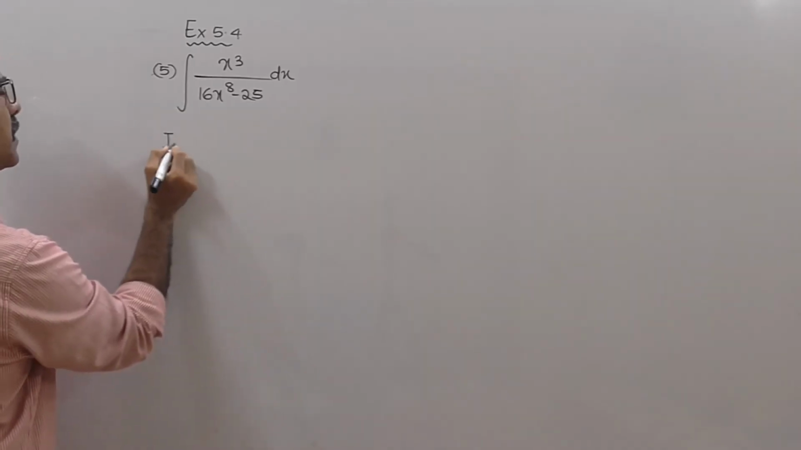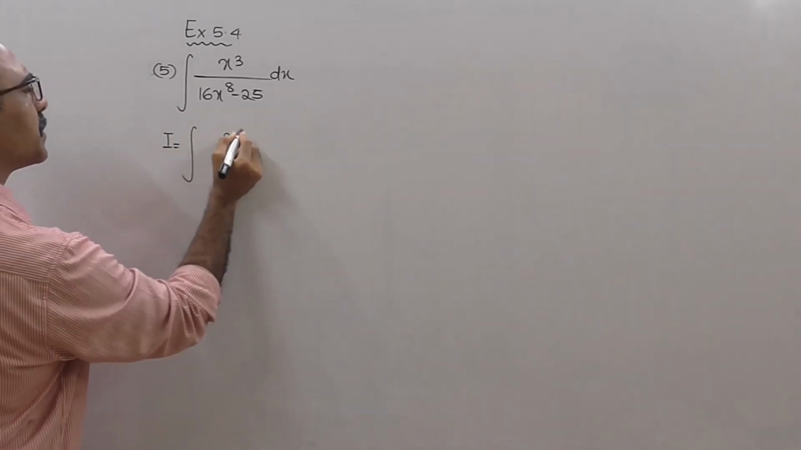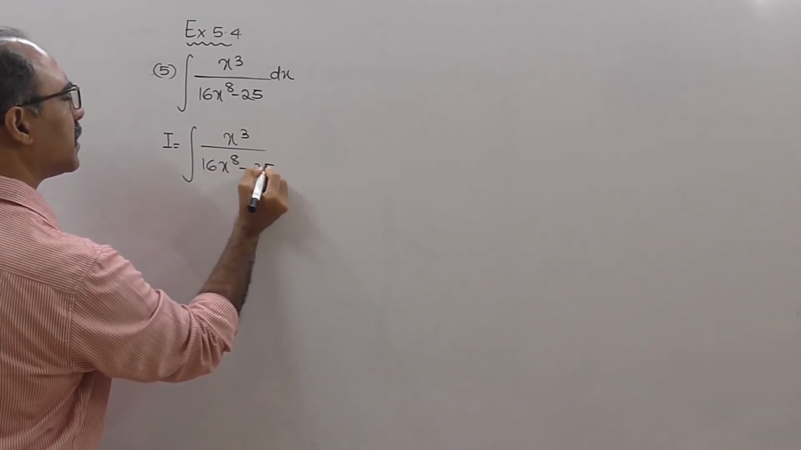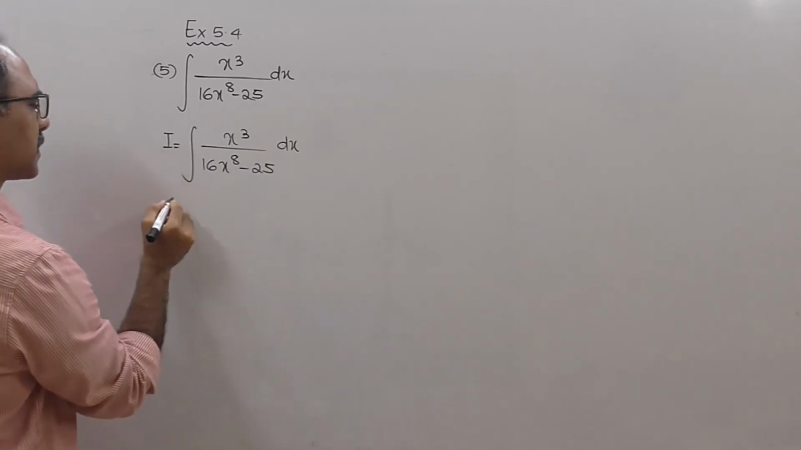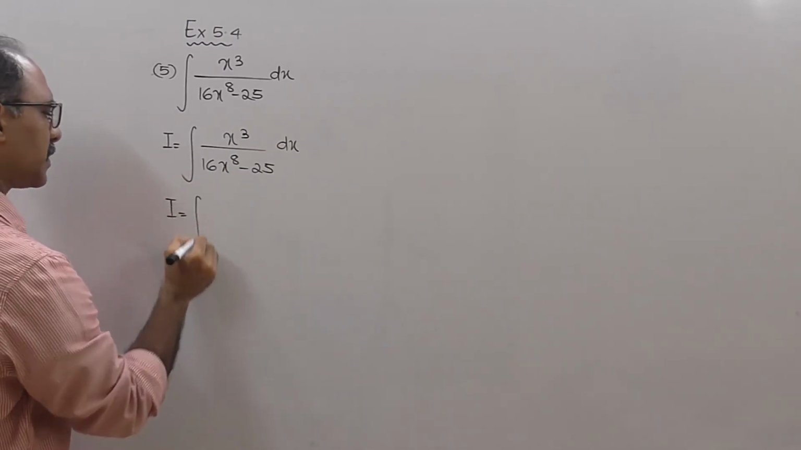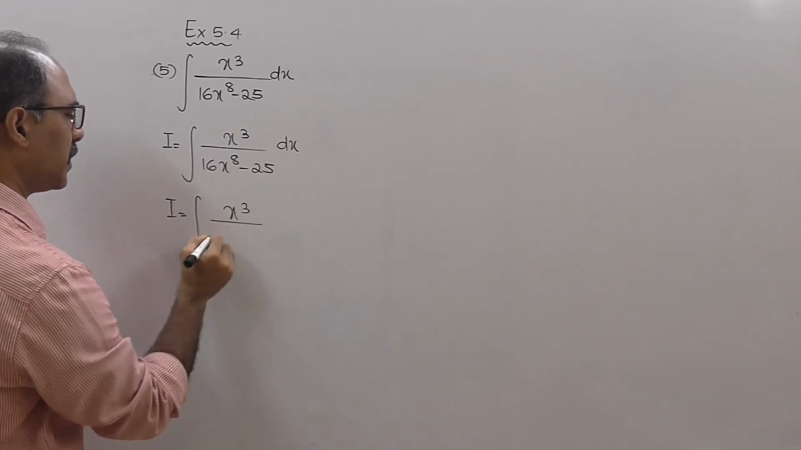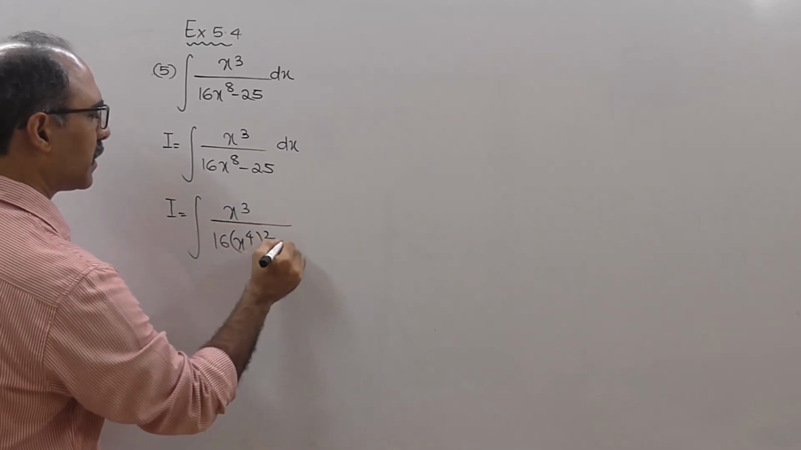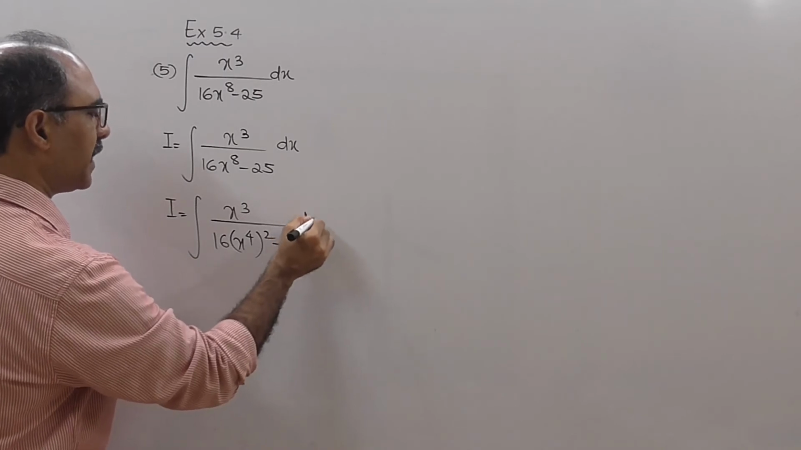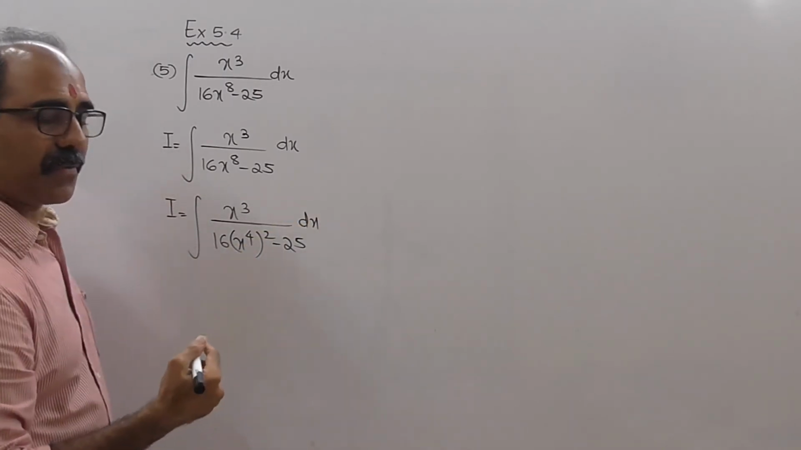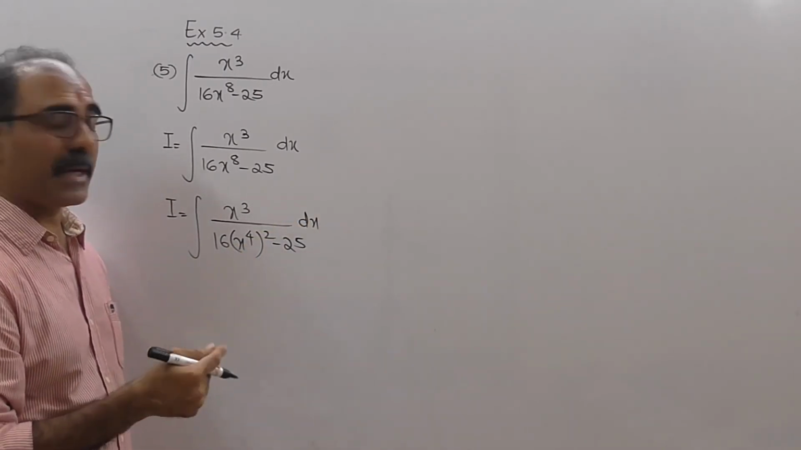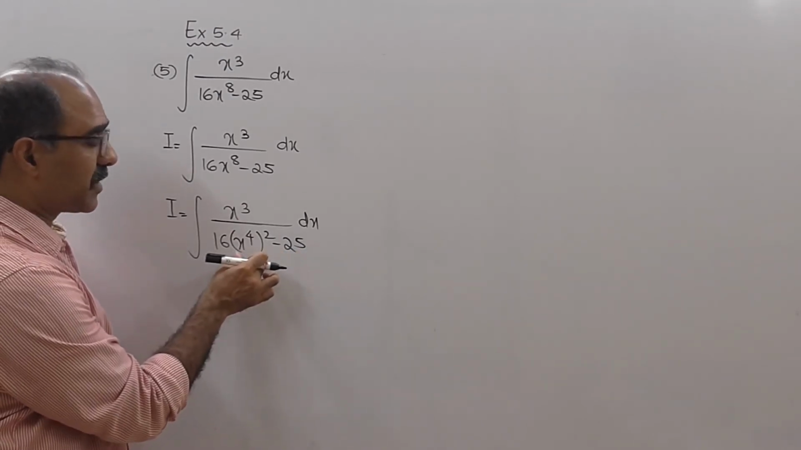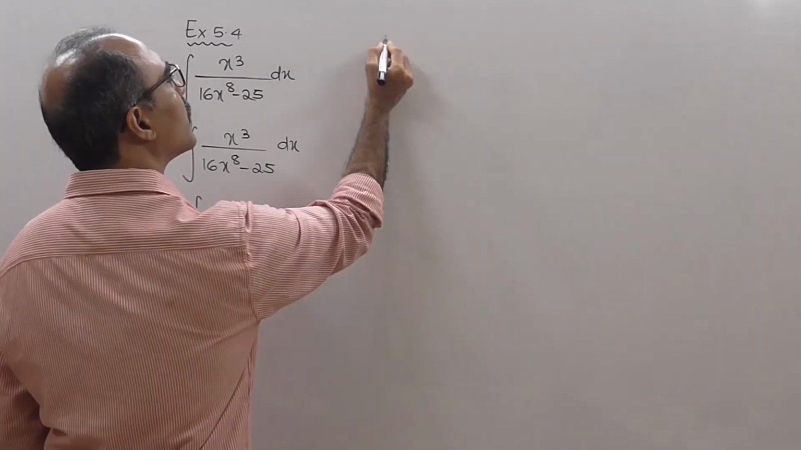Fifth sum, let I equal to integration x cube upon 16x raised to 8 minus 25 dx. So what I will do is, I'll write this as x cube upon 16, I'll write this as x raised to 4 the whole square minus 25 dx, because I want it in the form of x square minus a square. ये तो 5 square is 25 and x raised to 4 is something the whole square.